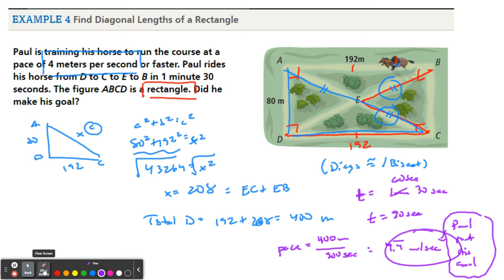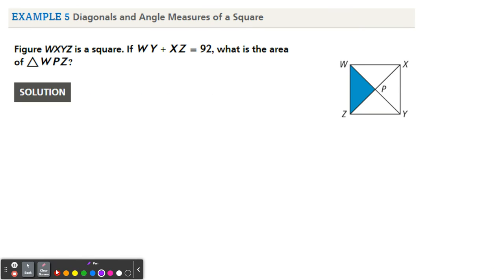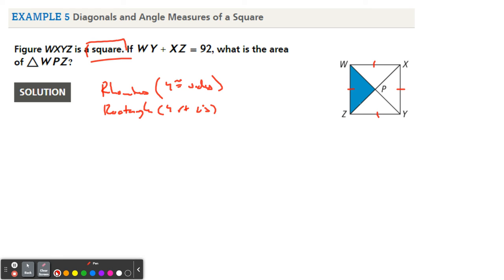Okay, and then last but not least, let's talk about a square. A square is the marriage between a rhombus and a rectangle, because a square has the property of a rhombus that it has 4 congruent sides: 1, 2, 3, 4. It has the property of a rectangle that it has 4 right angles: angle W, angle X, angle Y, and angle Z are right angles. So that's why this is a square. It has all of these properties.